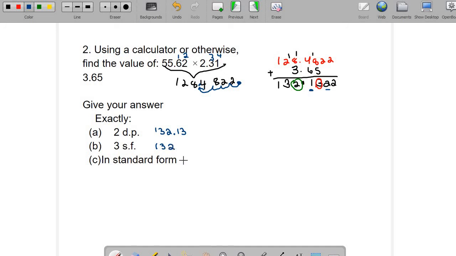Okay, question C says we're supposed to write this in standard form. Standard form, the basic rule is that you're going to move the decimal point until you have a number that is 1 or more but less than 10. Okay, so how do we do that for this number? Alright, I'm going to rewrite this number.